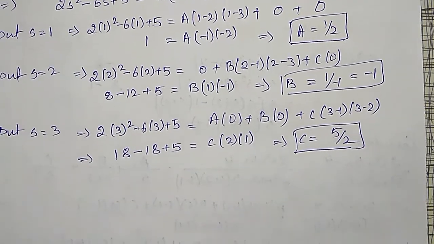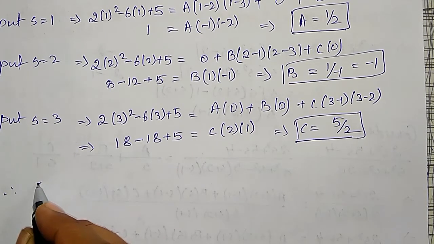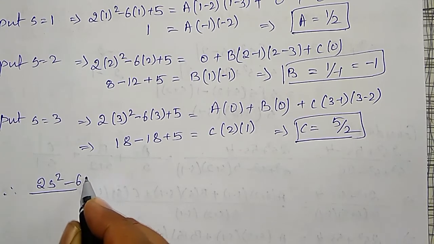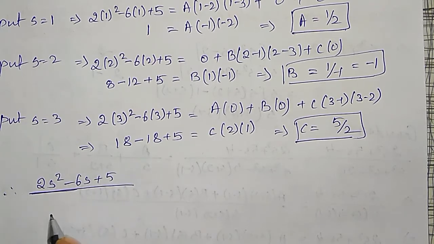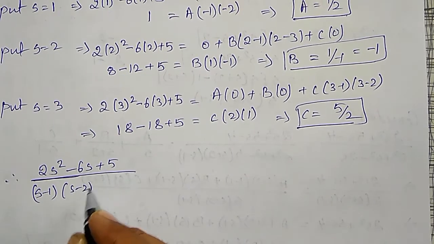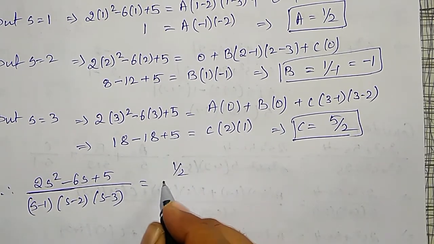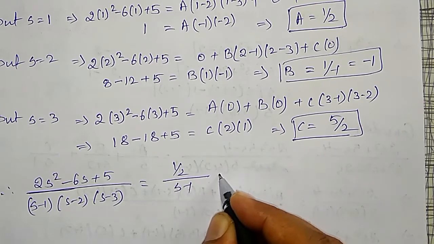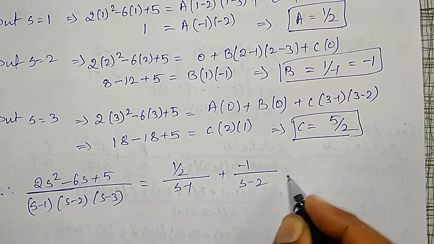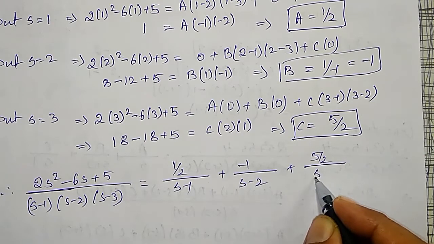Therefore, I can write (2s² − 6s + 5) divided by (s − 1)(s − 2)(s − 3) as A equal to 1 by 2, so (1/2) divided by (s − 1), plus B, which is −1, divided by (s − 2), plus C, which is 5 by 2, divided by (s − 3).